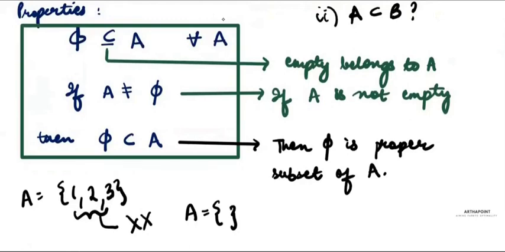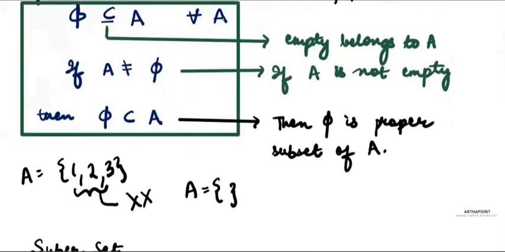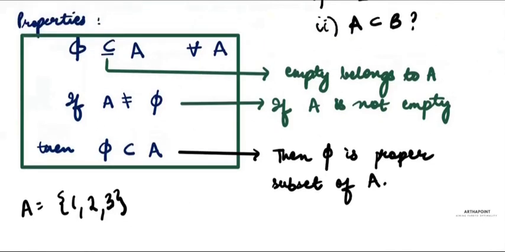Any set. Now, if A is not empty, then A has that empty, but it also has more elements to it. Because A is not empty, it means A is a bigger set, A has more elements in it. Empty is 0, it doesn't have any element in it. So in that sense, if A is not empty, then empty becomes a proper subset of A.